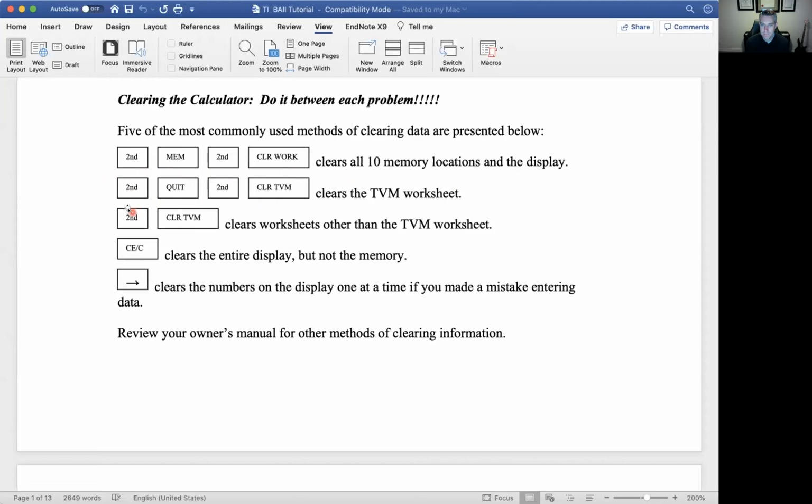So you can do second, quit, second, then clear TVM. The clear TVM is right above the button that says FV. F as in Frank, V as in Victor. Okay, so to clear worksheets other than TVM, then you will hit second clear TVM. And then this CE over C, which is in the bottom right corner, clears the entire display, but doesn't clear the memory. But what happens is, and let me share the calculator again.